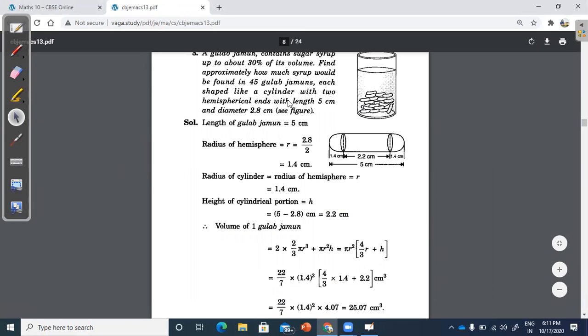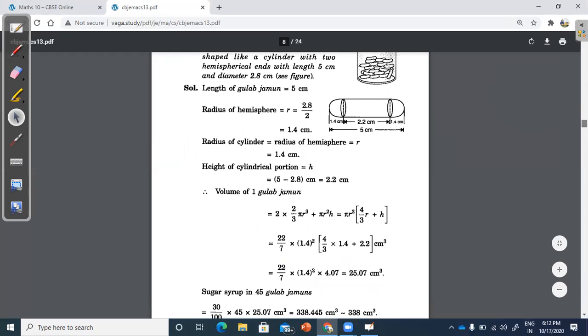And the dimensions are given: the hemispherical ends with length 5 centimeter and diameter is 2.8. So the entire length of this gulab jamun is 5, and the diameter is 2.8, so radius is going to be 1.4. When the radius is 1.4, the height of the hemisphere and radius are always equal. Please remember that. So this is 1.4, 1.4, 2.8. So 5 minus 2.8, you will get 2.2.